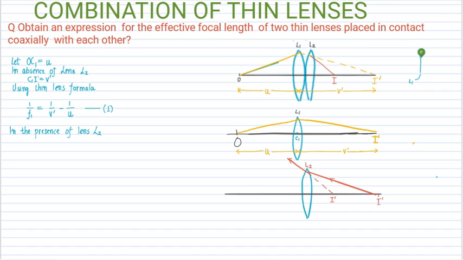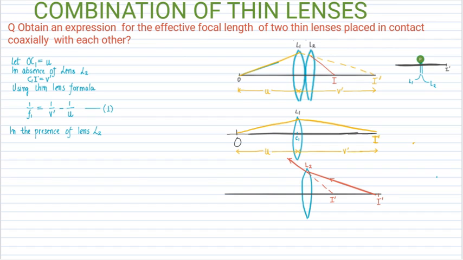This is your lens L2. Now they are placed very close to each other. So in that case, suppose this is your object distance I dash. If they are placed very close to each other, then in that case, what happens?